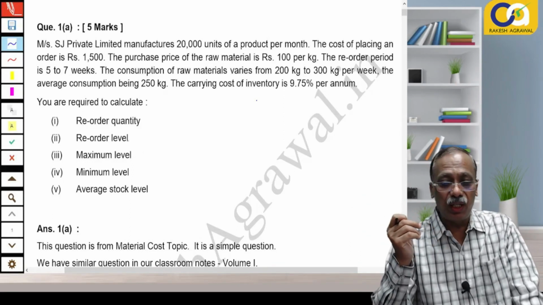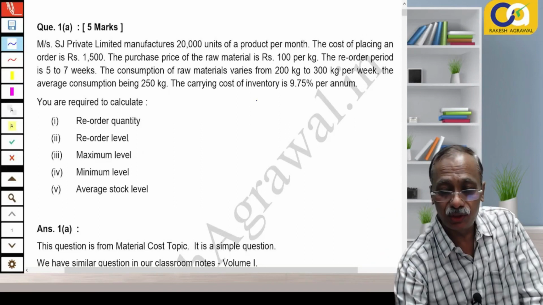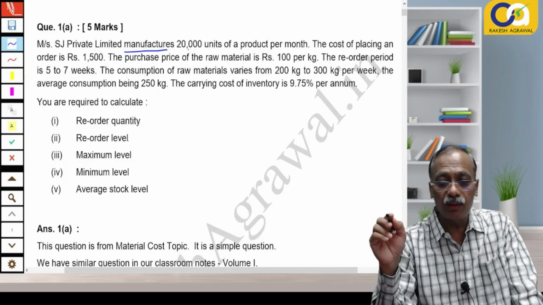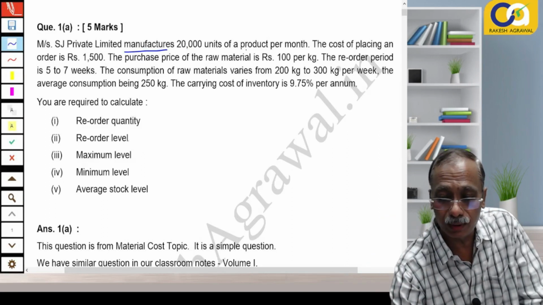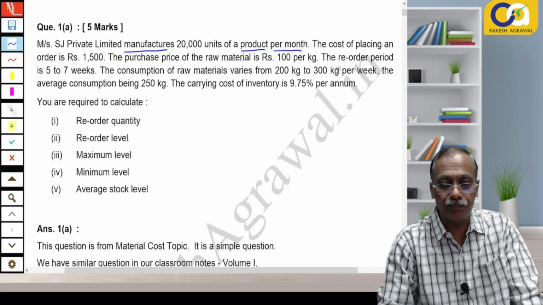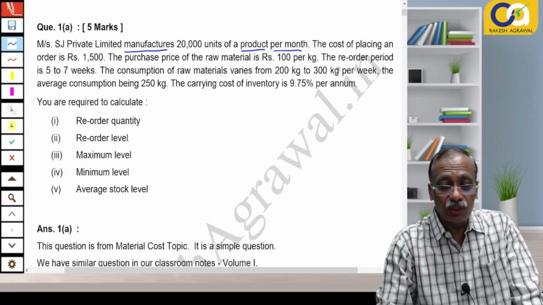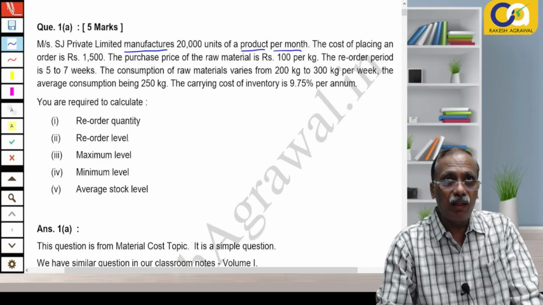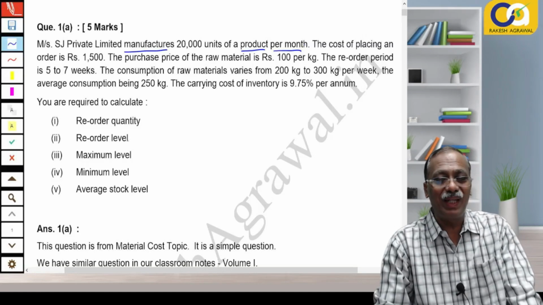Messrs SJ Private Limited manufactures, underline the word manufactures, 20,000 units of a product per month. Product and per month also you will underline. I will discuss why. The cost of placing an order is rupees 1,500. The purchase price of raw material is rupees 100 per kg. The reorder level is 5 to 7 weeks.